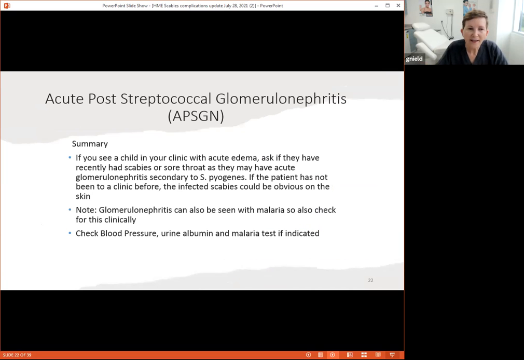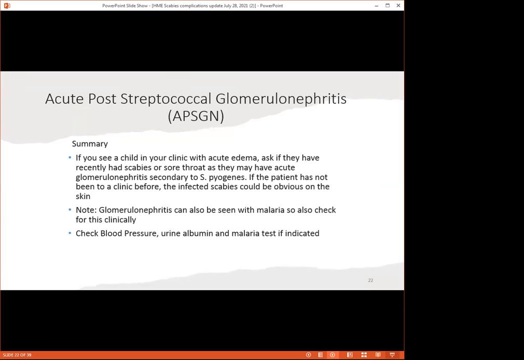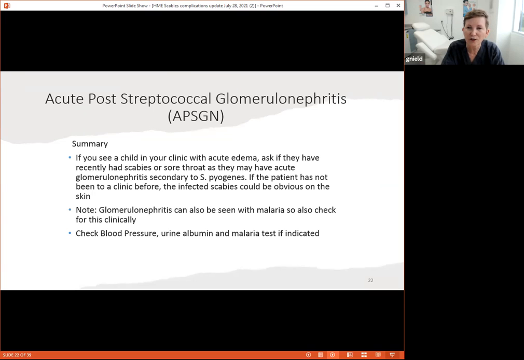So in summary, if you see a child in your clinic with acute edema, ask if they've recently had scabies or sore throat, as they may have acute glomerulonephritis secondary to strep pyogenes. If the patient has not been to a clinic before, the infected scabies could actually still be on the skin. And remember, glomerulonephritis can also be seen with other diseases and infections, including malaria. So check for this clinically. So minimum, check blood pressure, urine and albumin, and a malaria test if indicated.